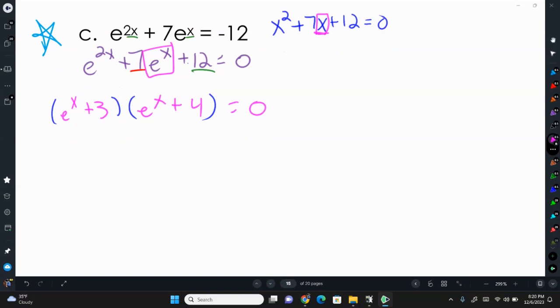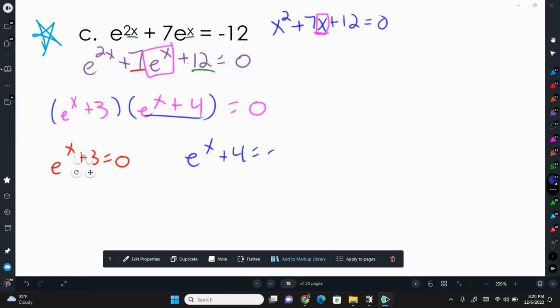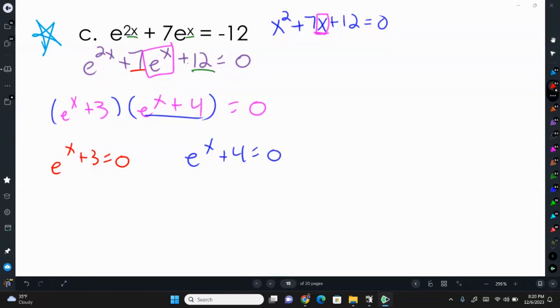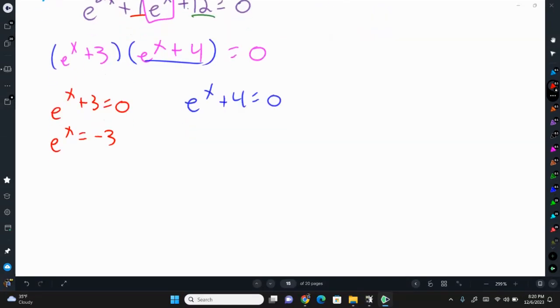Okay, so now we're going to set both of these equal to 0. So we have e to the x plus 3 equals 0, and e to the x plus 4 equals 0. Subtract from both sides, we get e to the x equals negative 3. Well, then we can change this to the natural log. So if we do the natural log of negative 3, that will equal the exponent x, which we know we can't take the natural log or any log of a negative number, so this does not work.